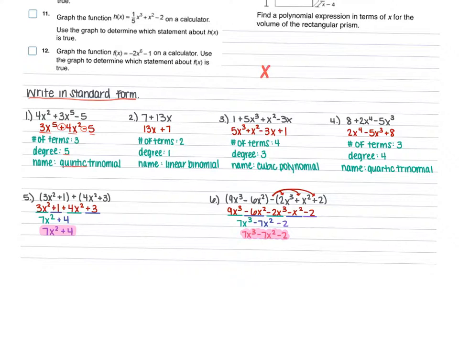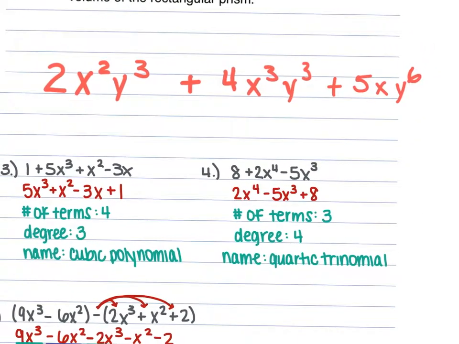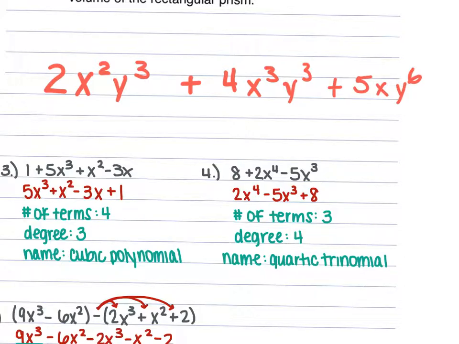Let's say I've got... Let's say it's something like that. First of all, how many terms do I have? 3 terms. And again, if you're not sure, just circle the pluses and minuses, and you've got 1, 2, 3 terms. Which one of those has the highest degree?